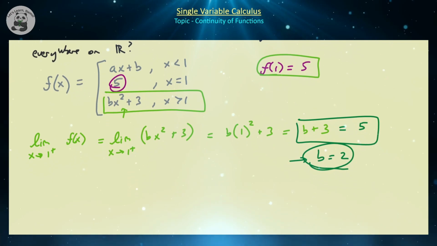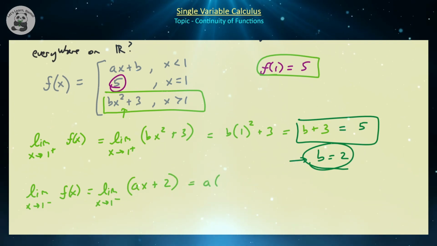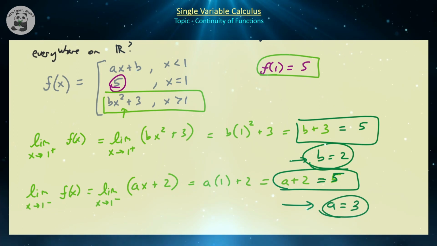So, with that being said, now we can move to the left-hand side. So the limit as x approaches 1 from the left-hand side is going to be equal to the limit as x approaches 1 from the left of ax, and we don't know a, but we do know b at this stage, so we can actually just replace that. So this is going to be equal to a times 1 plus 2, which is just the same thing as a plus 2. And again, the left-hand and the right-hand limits must be equal to each other, in particular equal to the function value, and both must be equal to 5. So when we set that equal to 5, we see that a must be equal to 3.